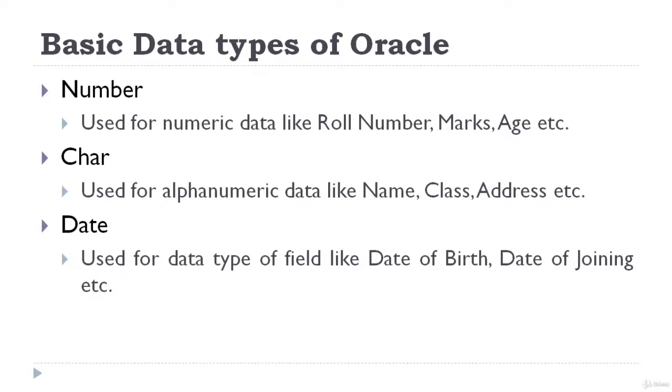We will use Oracle to perform all operations in this course. And Oracle has three major data types, that is number, character and date. Number is used to store numeric data like roll number, marks and age, while character is used to store alphanumeric data like name, class and address. Date is used to store fields like date of birth and date of joining. We will use these data types significantly during creation of tables and their manipulation.